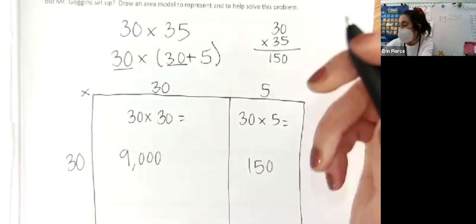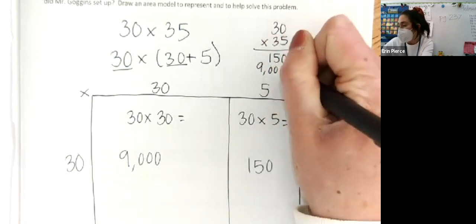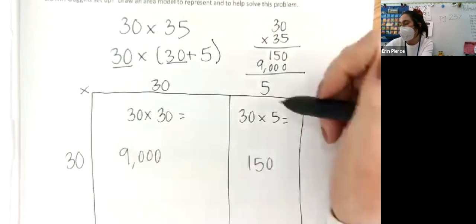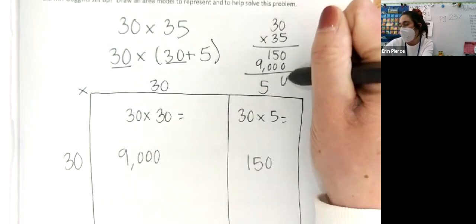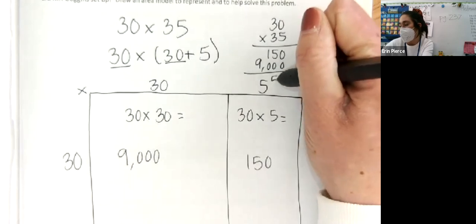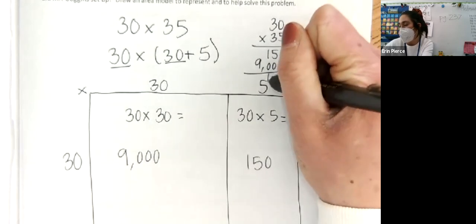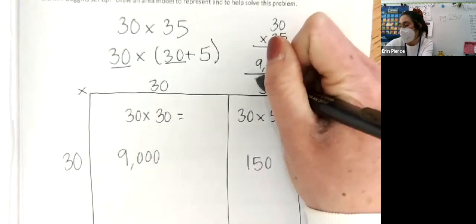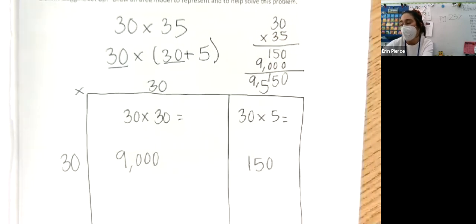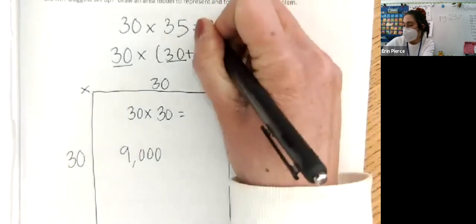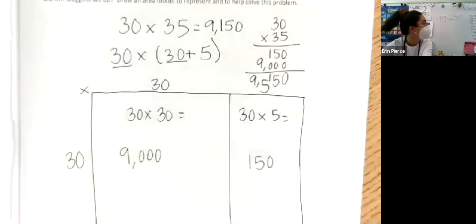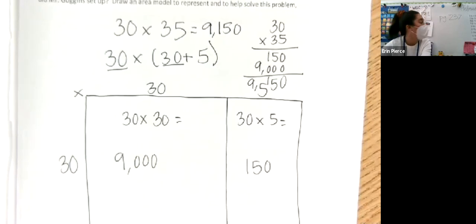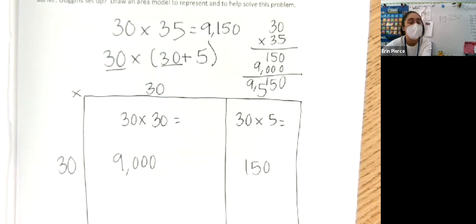Owen, 9,000. Now I need to write my answer. 0 plus 0 is? 5 plus 0 is? 5. 1 plus 0? 1. I'm running into 9 plus 0, 9. So 30 times 35 equals 9,150. I want to make sure you all have all of that before we move on to the answer statement.